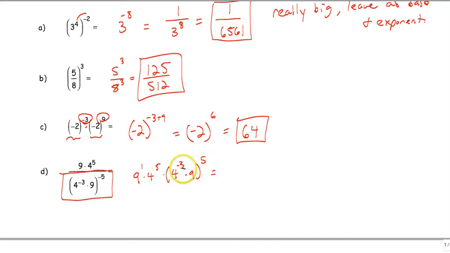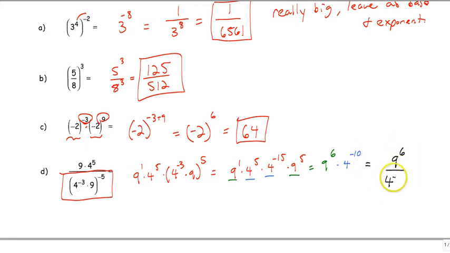So now I'm going to distribute that 5 in because there's multiplication there, so I can do that. 9 to the first times 4 to the fifth times 4 to the negative 15th times 9 to the fifth. Okay? Now I'm going to use the property that if they have the same base, you can add the exponents, so you get 9 to the sixth, and you get 4 to the negative 10th.